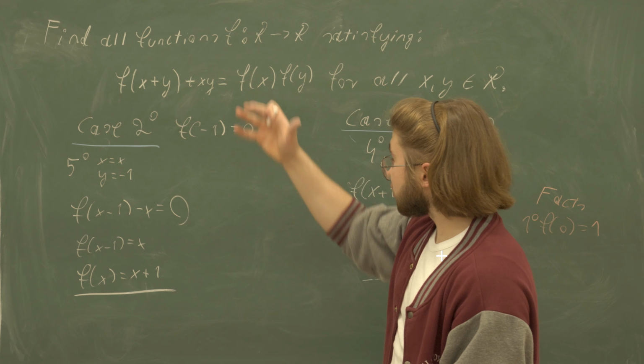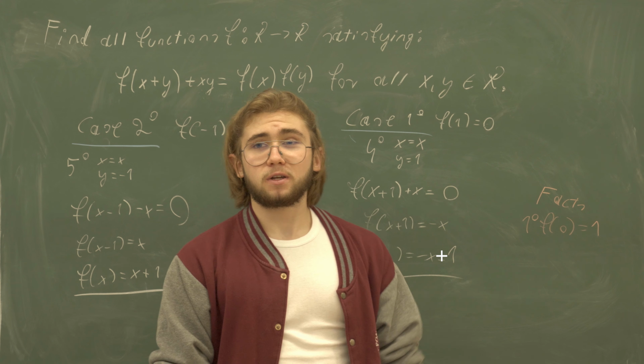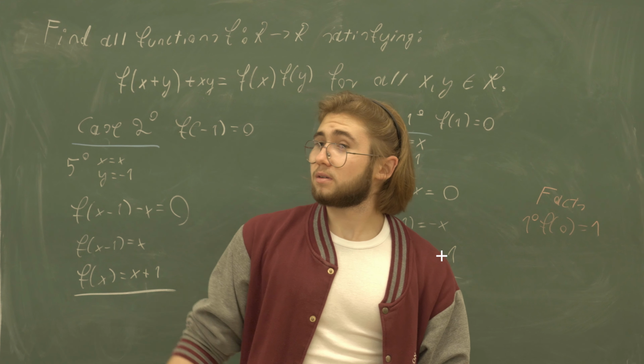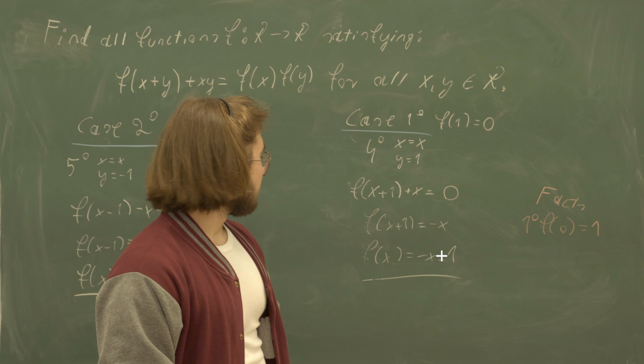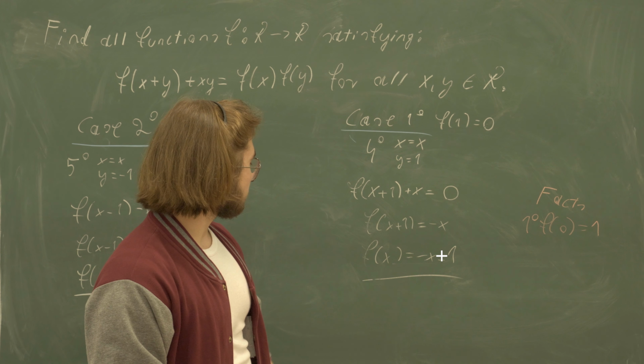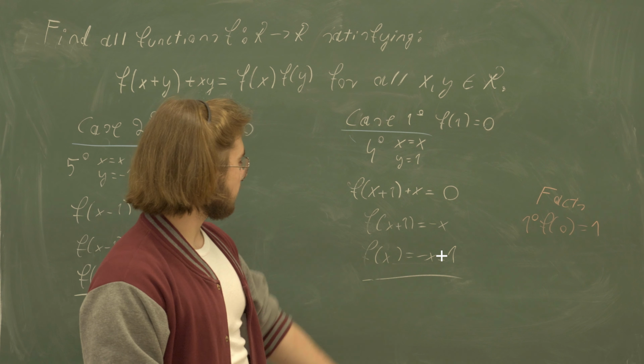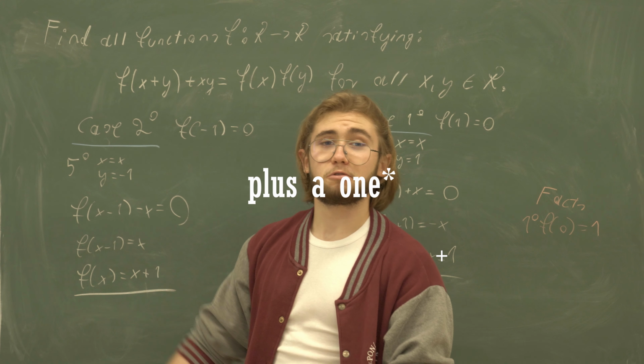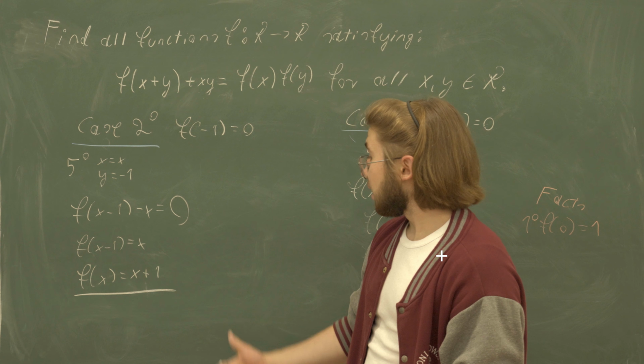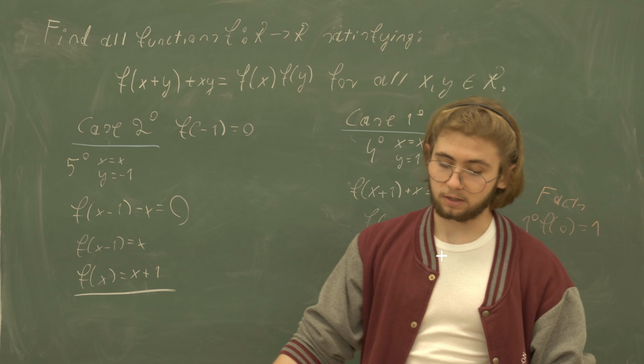And so, ladies and gentlemen, we are given two solutions right there. First of all, f of x is equal to negative x minus 1, and the second one is f of x equal to x plus 1.